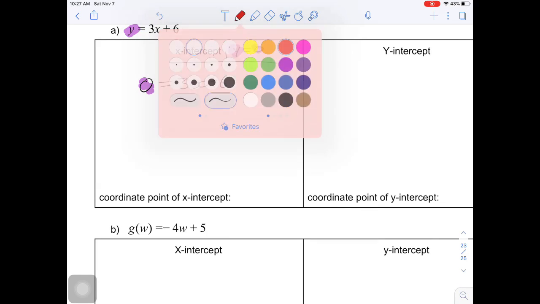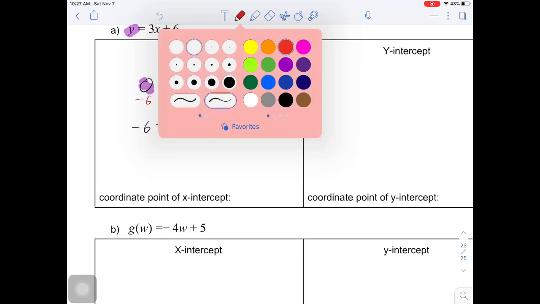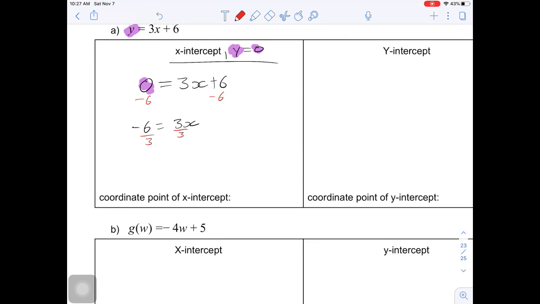Here's a little bit of algebra. I'm going to subtract 6 from both sides. I'll get negative 6 equals 3x. And then I will divide by 3. At this point, I get negative 2 equals x. Remember, if your algebra isn't strong, you need to come in and ask how to do some algebraic solutions. I'm subtracting 6 because it is added to 3x, and then I'm dividing by 3 because it is multiplying x. So x equals negative 2.